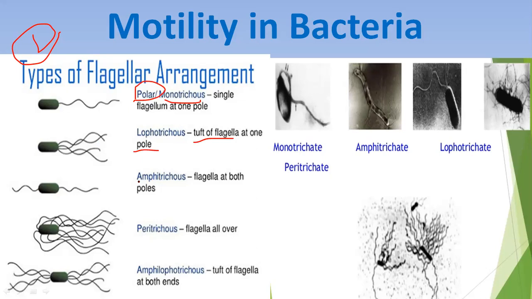If there is one flagellum on both sides, that is called amphitrichous. In peritrichous bacteria, flagella are all over the body, and in amphilophotrichous bacteria, a tuft of flagella is present at both ends. You can see here the original microscopic diagrams of how they are present.